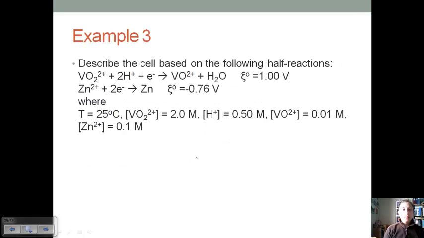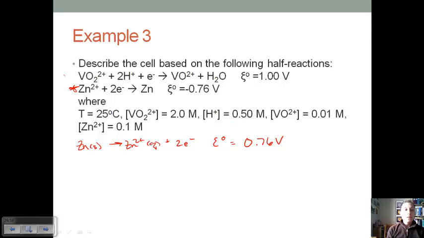Okay, so now let's use the Nernst equation to describe the cell. So the first thing that we need to do is get our balanced redox reaction. And so remember, all of these cell potentials are given in terms of reduction. And so we need an oxidation, so we're going to go with the smallest one. So we're going to flip our second reaction. So we have zinc as a solid going to zinc ions and 2 electrons. And then that makes the potential for this cell positive 0.76 volts.